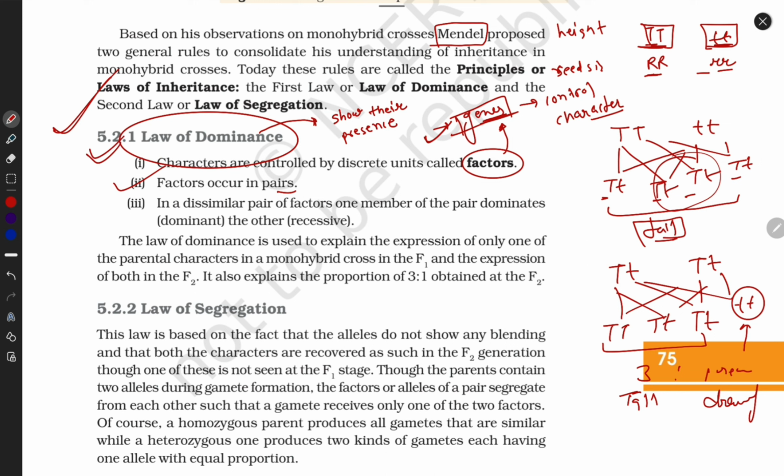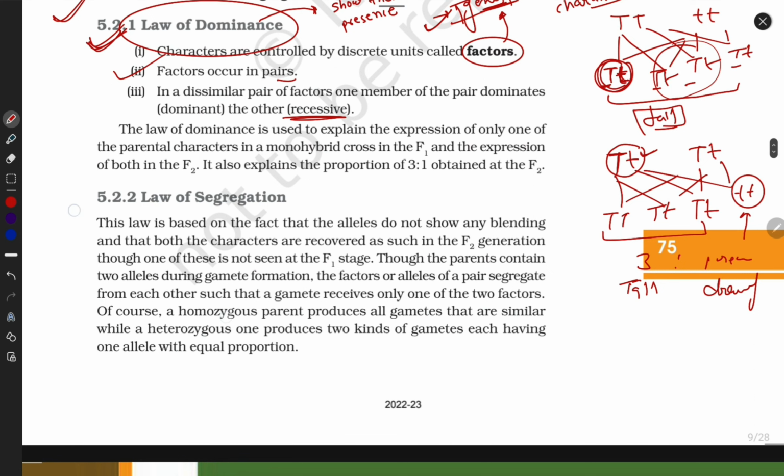It means dominant characters show their presence. But what happens with recessive characters, guys? They can't show themselves in the presence of a dominant character. Here the recessive character is present, but it can't show itself because the dominant character is present. Here is the recessive part and here is the dominant part. It can't show itself because the dominant character is present. So this is the law of dominance.